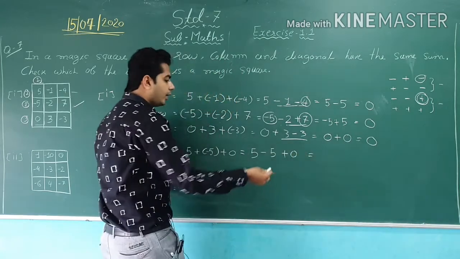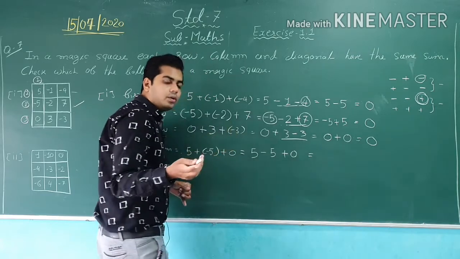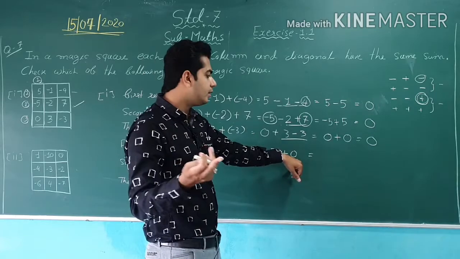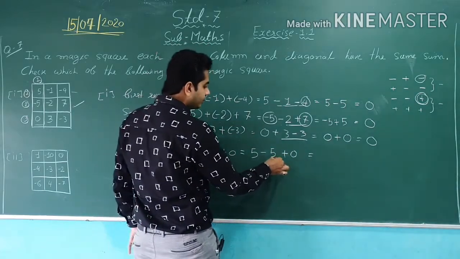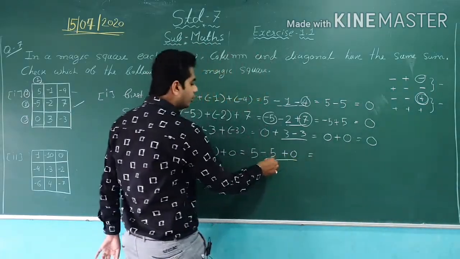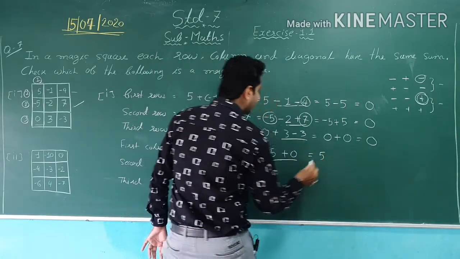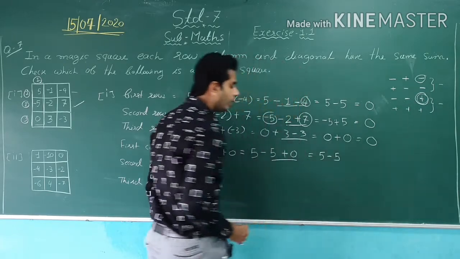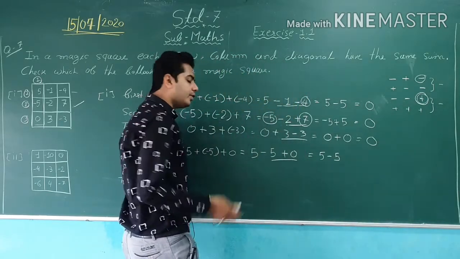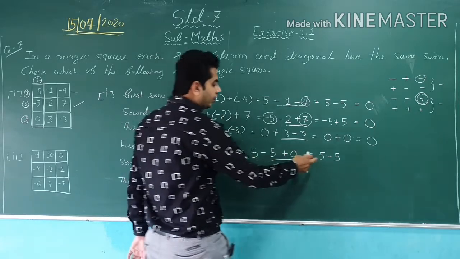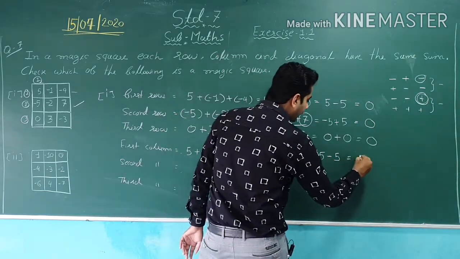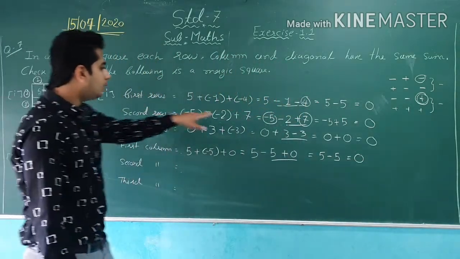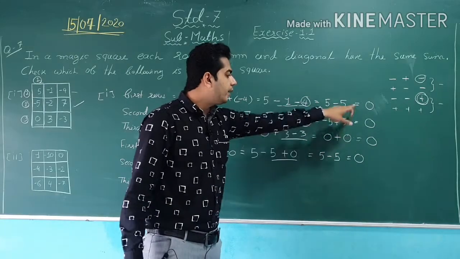Now we don't have to add 0 with anything, because you know 0 is the additive identity. If you add any number with 0, you will get the same number. So suppose I do it with this 5. If you add any number with 0, you will get the same number. So again minus 5. Why? Because 0 is the additive identity, as you know. Now plus 5 minus 5 cancel out, it becomes 0. So here in the 3 rows and the 1st column we get the same answer.